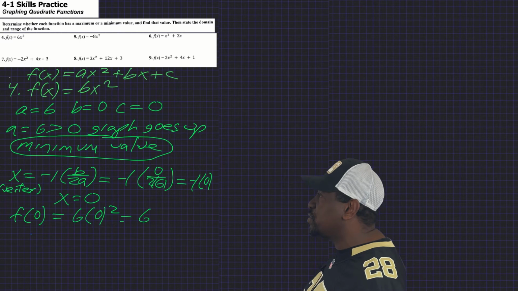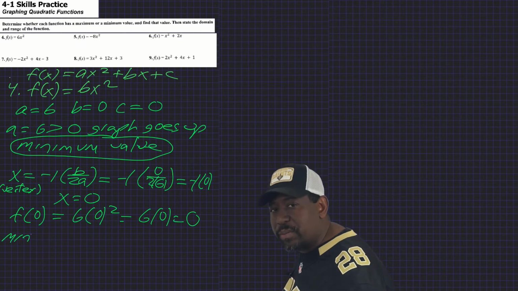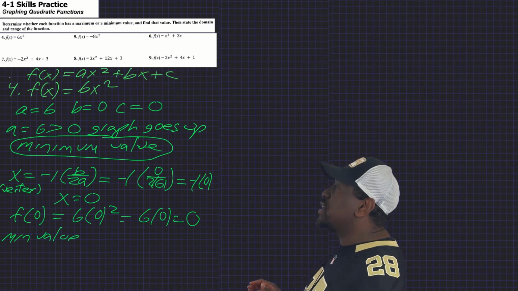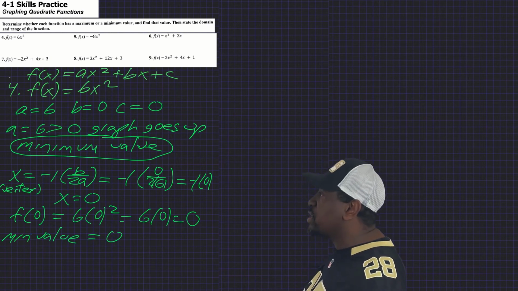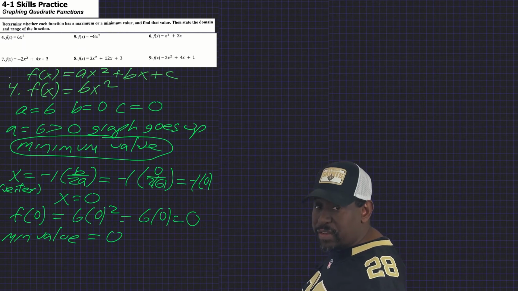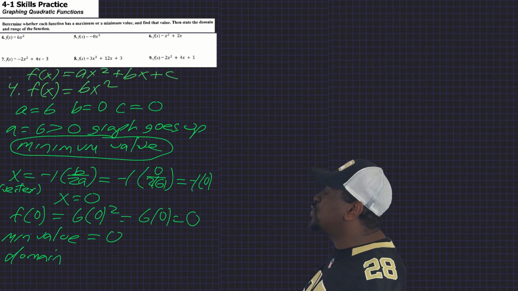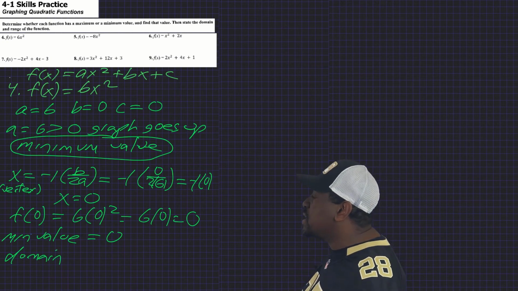So we substitute 0 into our function 6x squared. 0 squared is 0, and 6 times 0 is 0. So the minimum value for number 4, for the function f of x equals 6x squared, is equal to 0. So now we have found that value. So the next thing we have to do is state the domain and range.